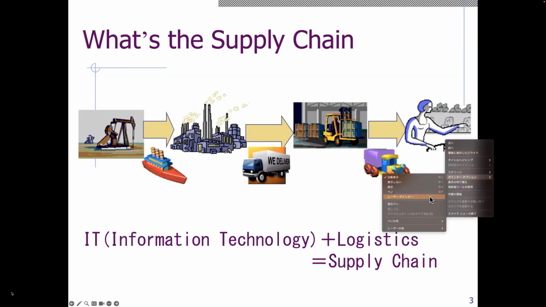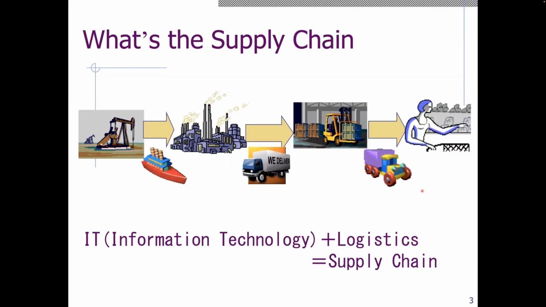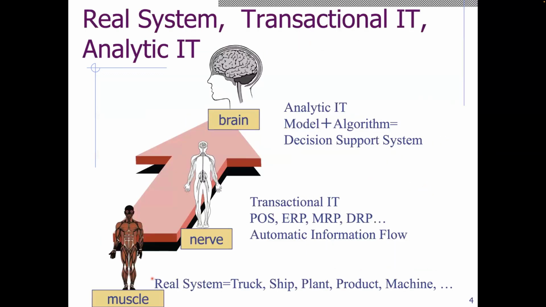In general, the supply chain is composed of 3 systems. One is the real system that includes real logistics objects such as trucks, ships, plants, products, machines, etc. Using the metaphor of human beings, the real system is compared to muscle of the body. In the past, many companies have real systems only, that means no IT. But recently all advanced companies own some IT, so-called transactional IT, for example, POS, that means point of sales. You can see such a system in convenience stores or supermarkets. ERP, that means enterprise resource planning, that is an extension of legacy MRP, that means material requirement planning, etc.